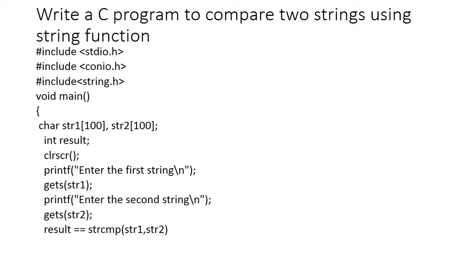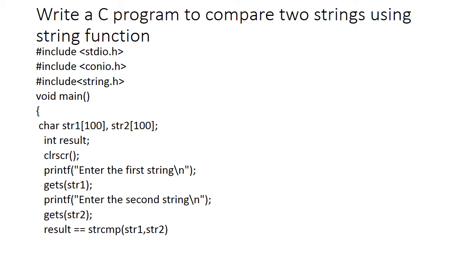So initially the header files are declared as stdio.h, conio.h and string.h. Next we have the main function, and we declare two character arrays as str1 and str2, and their size is 100, and we declare one more variable as result, which is of integer data type. And then we get the first string using the gets command, gets within bracket string 1. Similarly we get the second string using gets of str2.